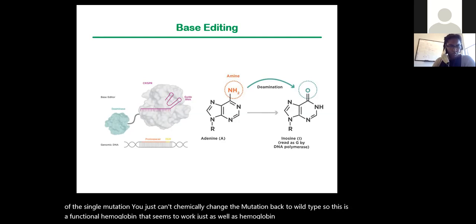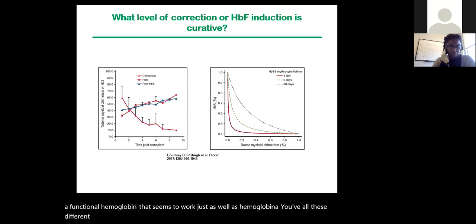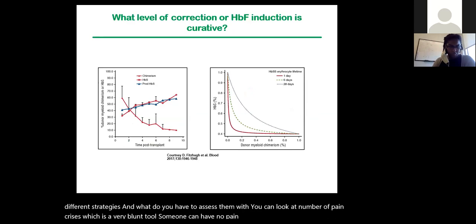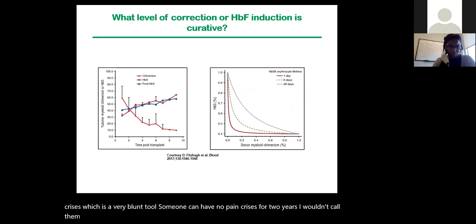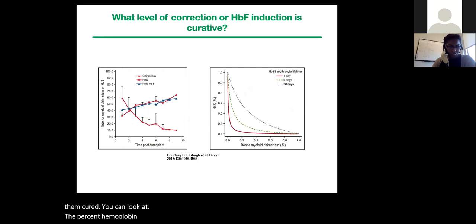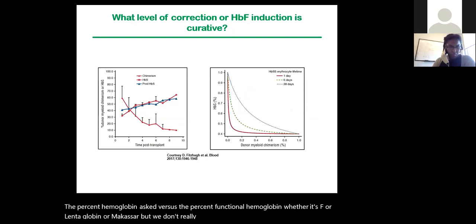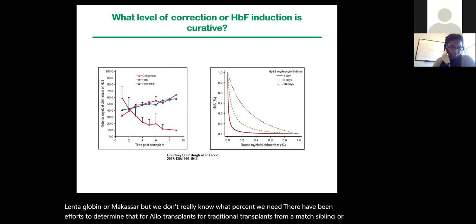So you have all these different strategies, and what do you have to assess them with? You can look at number of pain crises, which is a very blunt tool. Someone can have no pain crises for 2 years. I wouldn't call them cured. You can look at the percent hemoglobin S versus the percent functional hemoglobin, whether it's F or lentiglobin or Makassar, but we don't really know what percent we need. There have been efforts to determine that for allo transplants, for our traditional transplants from a matched sibling or a matched unrelated donor.